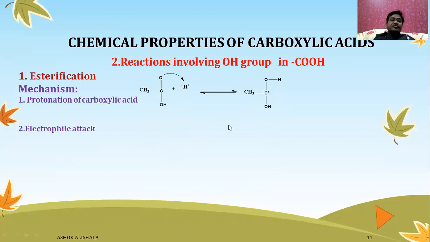And the second step is the nucleophilic attack. Already you know that there is a positively charged carbon, a carbonium ion, formed. On the alcohol, there is a lone pair of electrons present. Because this acts as a strong nucleophile, it attacks the positively charged carbon, and you will get an intermediate where the oxygen gets the positive charge.